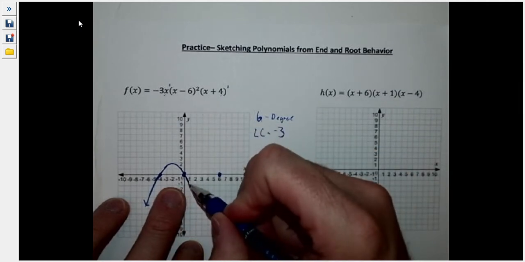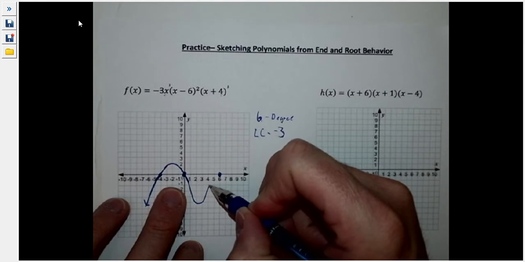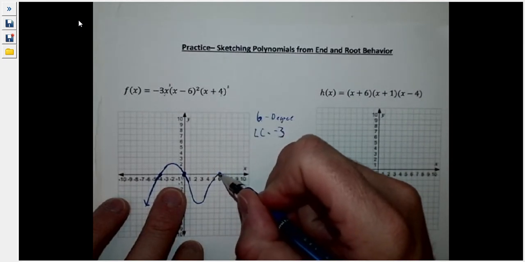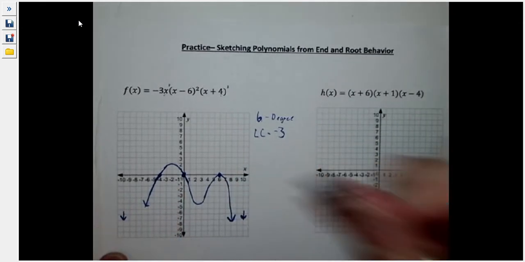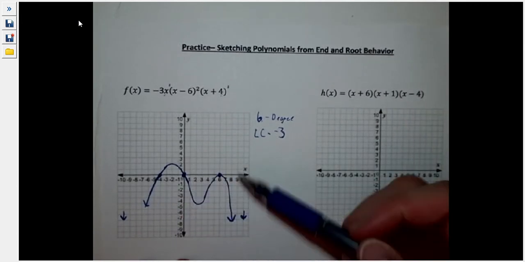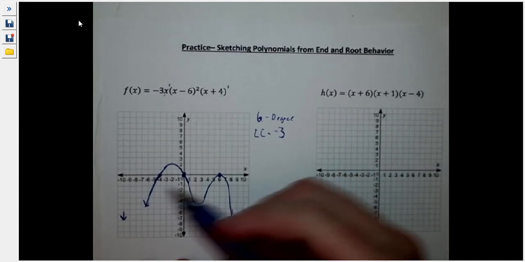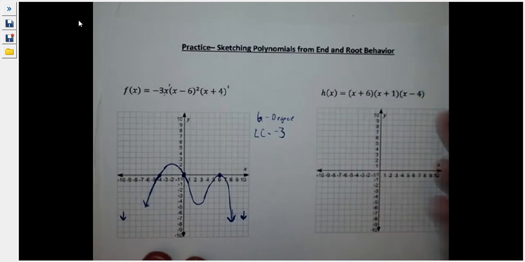Now it's going to go down, it's going to do something, but then it's going to have to come back up to this root, and because this root is even, it's going to come up to this root and bounce right off of it and then go back down. Okay, so this is the general shape of my polynomial. Both of my end behaviors are going down and down, cross, cross, bounce, based on my roots.